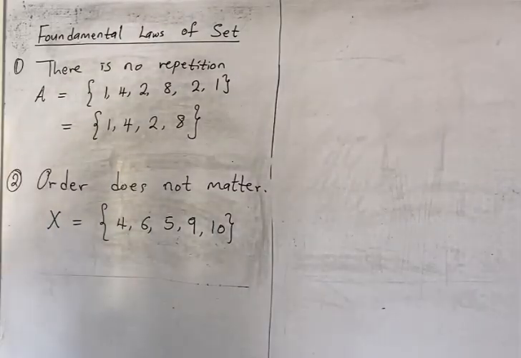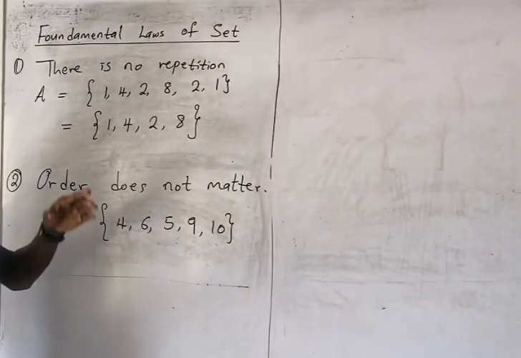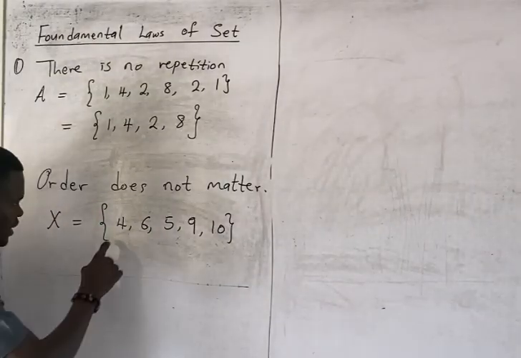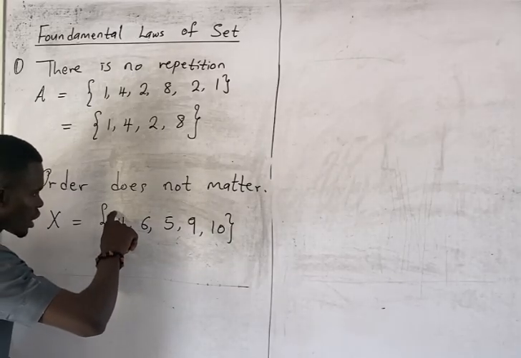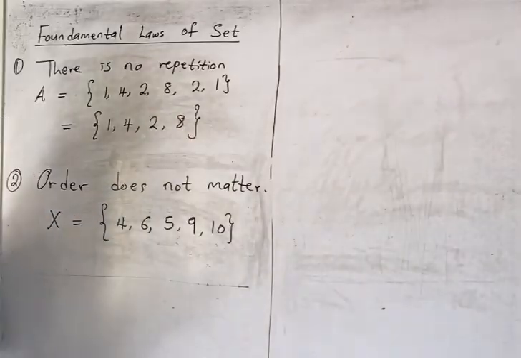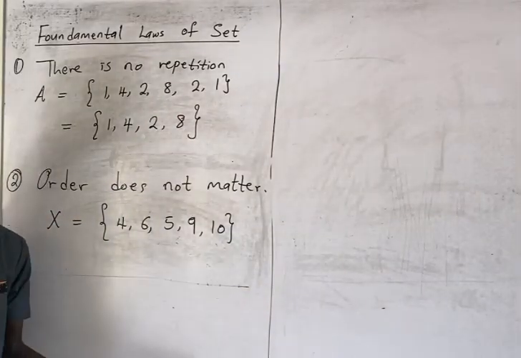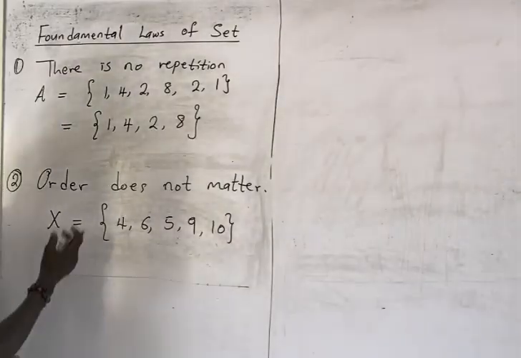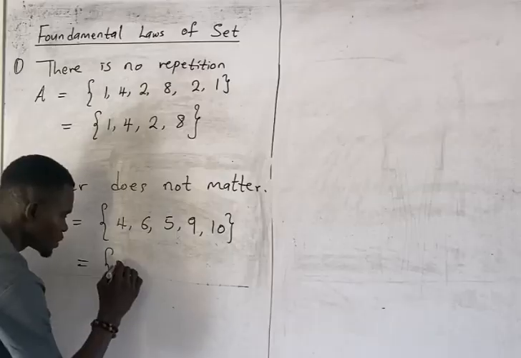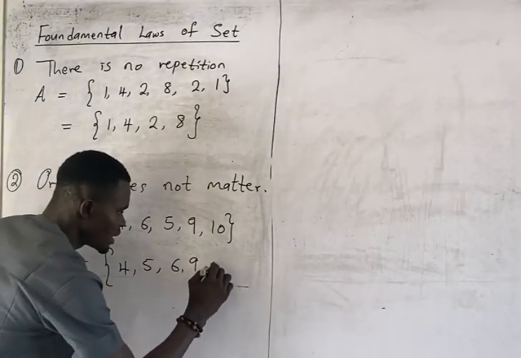So we'll be asking, why is it not written in ascending order or descending order? Here, order does not matter. If you look at this one, you see that it goes up here, comes down to 5, and goes up again. So the order with which we write a set is not a matter to be put into consideration. I can tell you that this is still the same as, let's say we start with 4, 5, 6, 9, and 10.